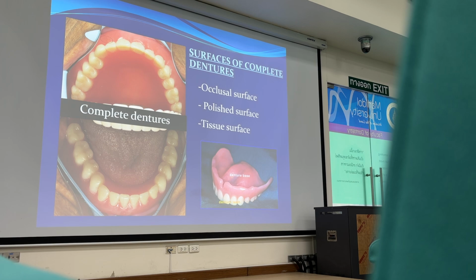We don't polish it. It means that when you do step by step and you finish the denture finishing, this surface we don't polish. Why? Because it needs to capture all the foundation of the mucosal membrane, right? And this one is the polished surface. This is called the denture base. This is all called the denture teeth. The teeth are called the denture teeth.